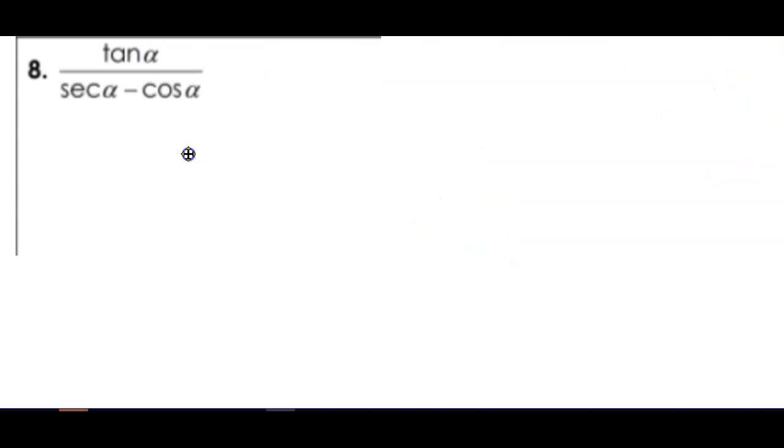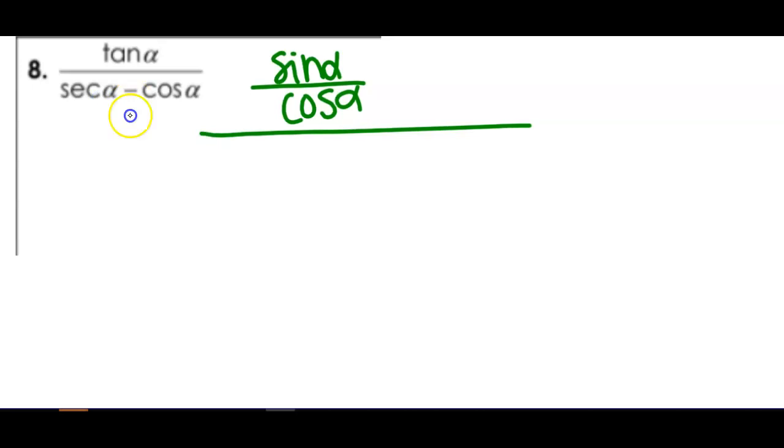All right, a few more here. Tangent. Can't separate when you have two things in the denominator. Oh, I remember this one, I think. We're going to use a calculus trick here. We're going to write tangent as sine alpha over cosine alpha. And secant is 1 over cosine minus cosine.